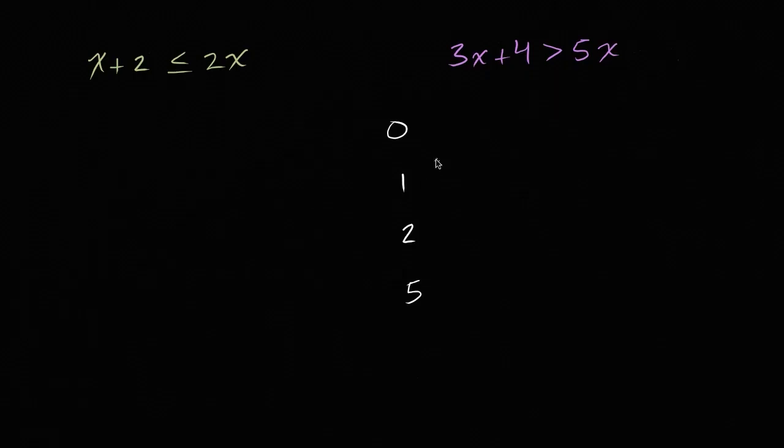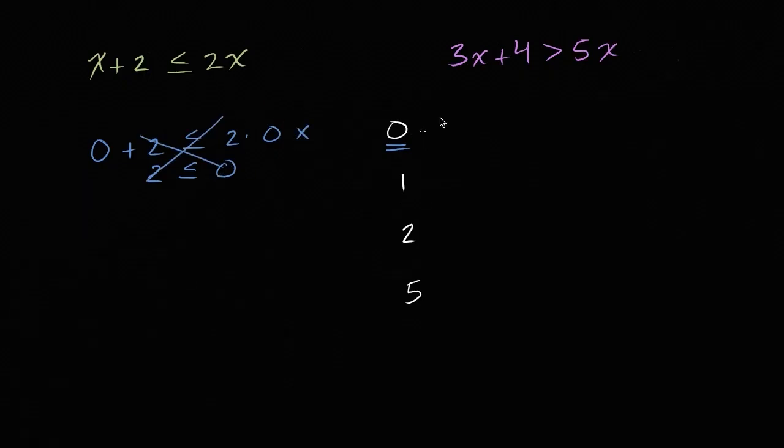Let's say we try out 0 on this inequality right over here. Let's substitute x with 0. So we'll have 0 plus 2 needs to be less than or equal to 2 times 0. Is that true? Well, on the left hand side, this is 2, needs to be less than or equal to 0. Is 2 less than or equal to 0? No. 2 is larger than 0. So this is not going to be true. This does not satisfy the left-hand side inequality.